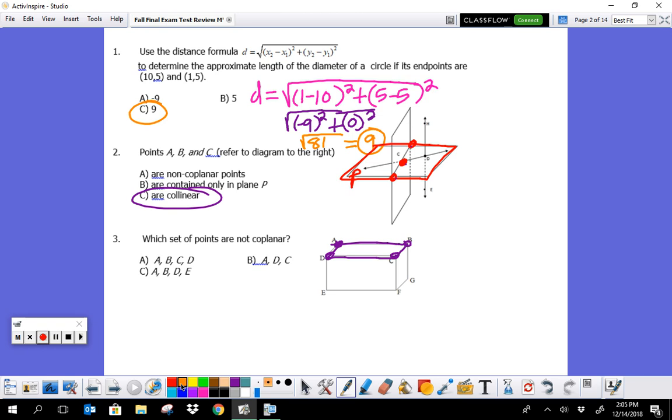If I go to look at B, A, D, and C. So here's A, D, C. Okay, those look like they're all on the same plane. And then C says A, B, D, and E. So A, B, D, and E. And you can see you have 3 on the plane at the top, and then you have this one down below, kind of far away from it. So that makes that not coplanar.